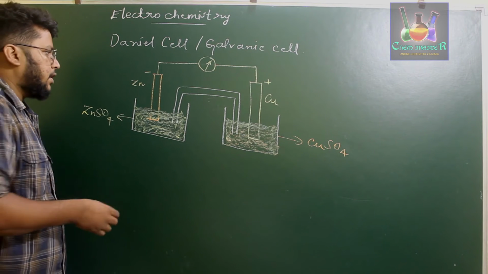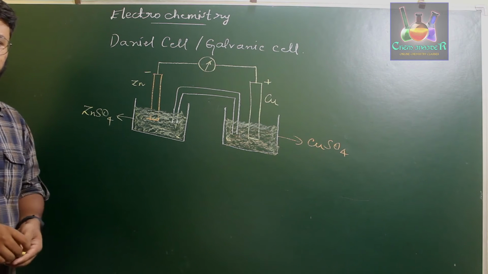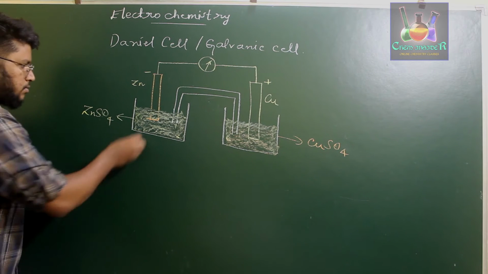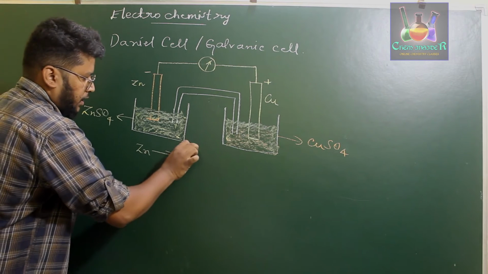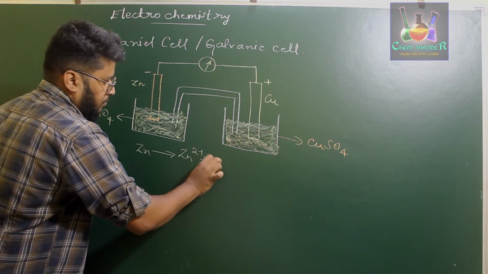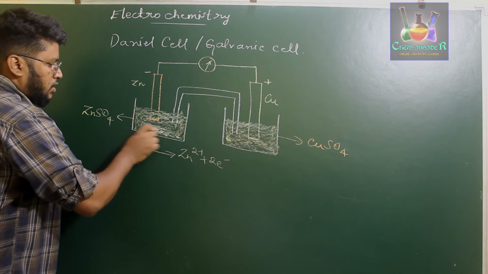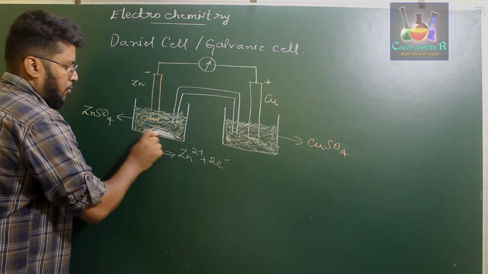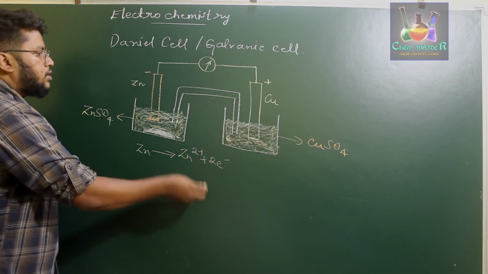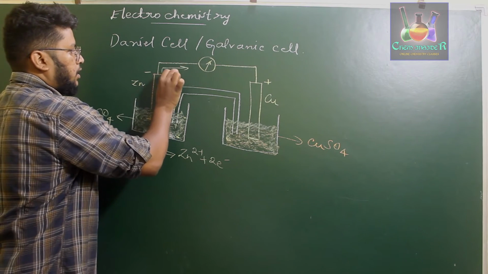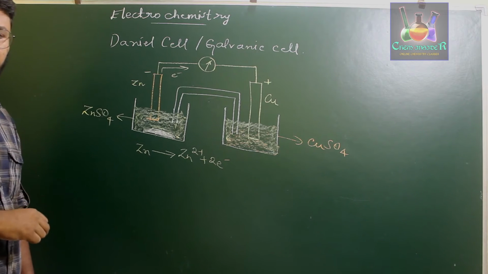We observed that zinc metal present in the zinc sulphate solution loses electrons. So the zinc metal on the electrode loses electrons to form Zn2+ and gets deposited at the bottom of the zinc sulphate solution, and those electrons were found to move in this direction towards the positively charged electrode.